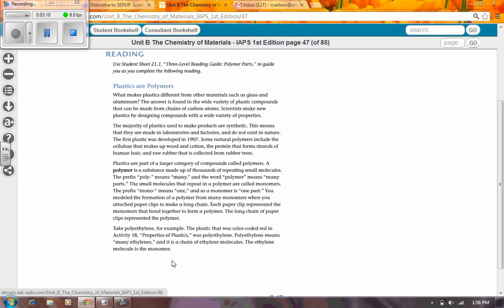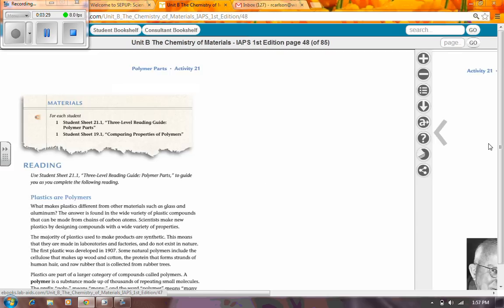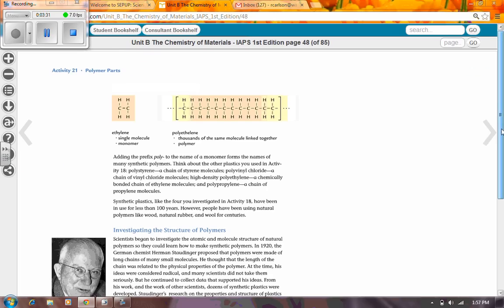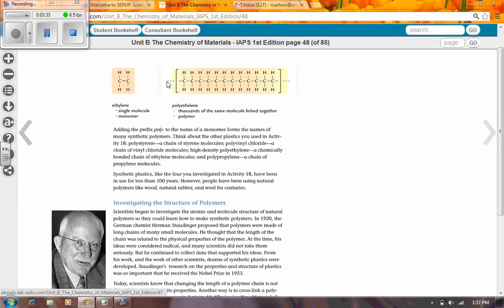Take polyethylene, for example, the plastic that was color-coded red in Activity 18, Properties of Plastic. Polyethylene means many ethylenes, and it is a chain of ethylene molecules. The ethylene molecule is a monomer. Okay, take a look at that diagram. We have ethylene, which is a single molecule, and it's a monomer. And over here we have polyethylene, which has thousands of the same molecule linked together, and it is a polymer.